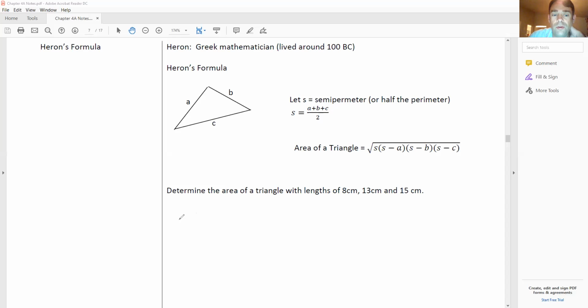So first thing you want to do is find your semi-perimeter. I always use a cursive S because my S's, well, they don't necessarily look good. They always look like 5s. So friends, here's our sides.